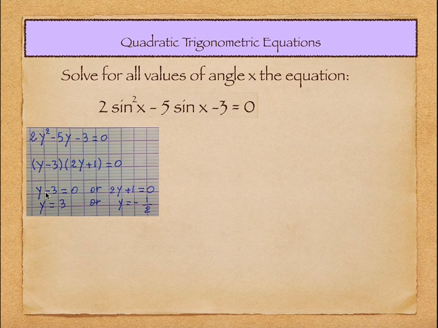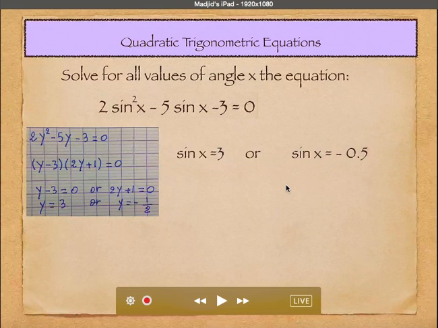This gives you y minus 3 equals 0 or 2y plus 1 equals 0. And you get the two roots, y equals 3 or y equals minus half. So y equals 3, that means for this equation, sine x equals 3. And y equals minus half, that means sine x equals minus half.